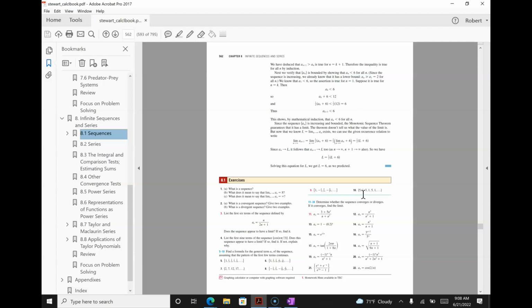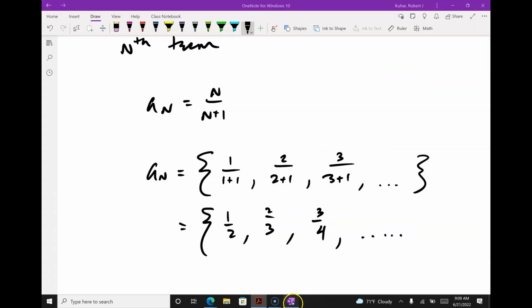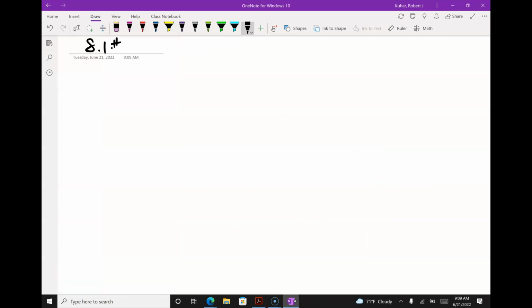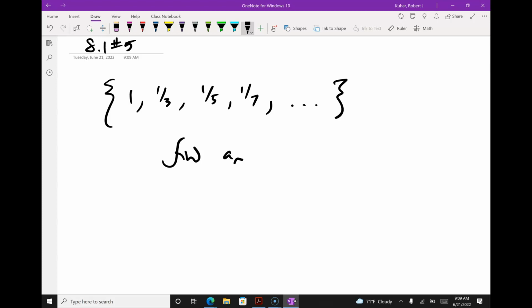So find a formula for the nth term, right? So I'm looking at number 5 here. So what do I have? 1, 1/3, 1/5, 1/7, 1/9, right? So I've got 1, 1/3, 1/5, 1/7, etc. I want to find a sub n, right? Well, first of all, I could see that that first term is really 1/1, right?